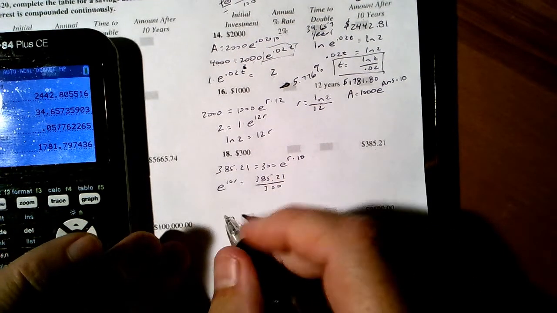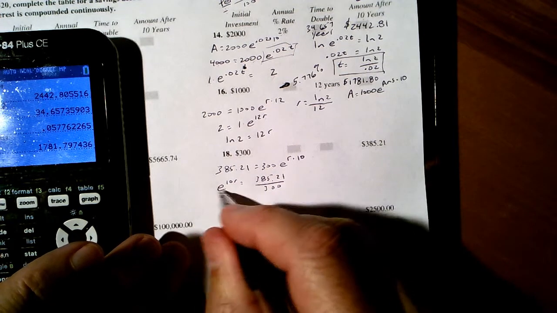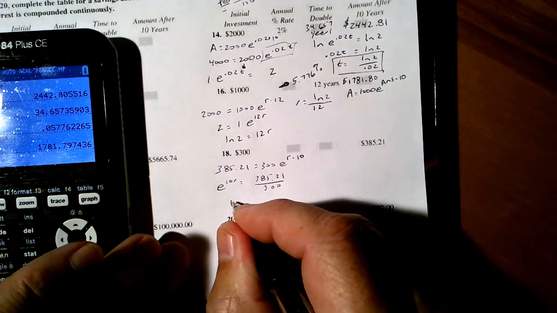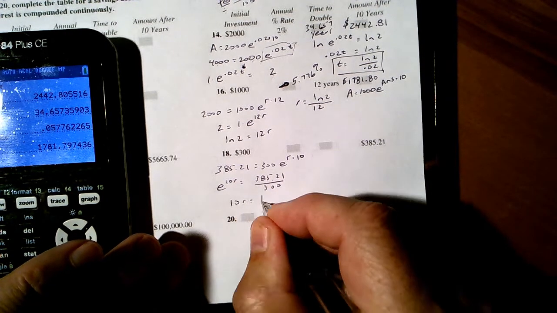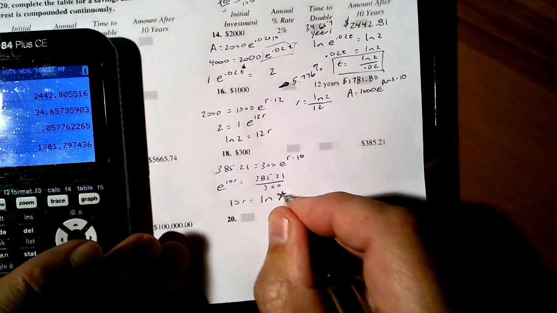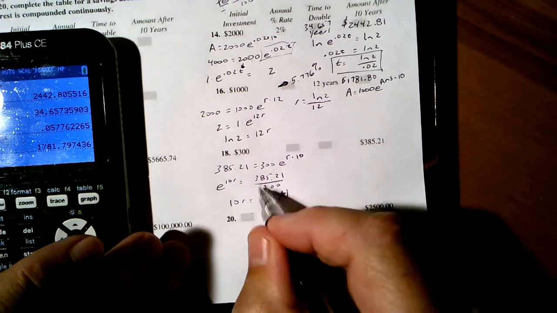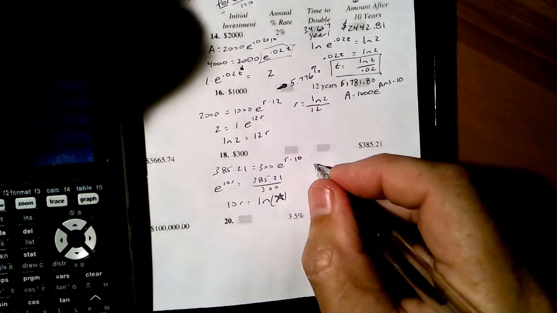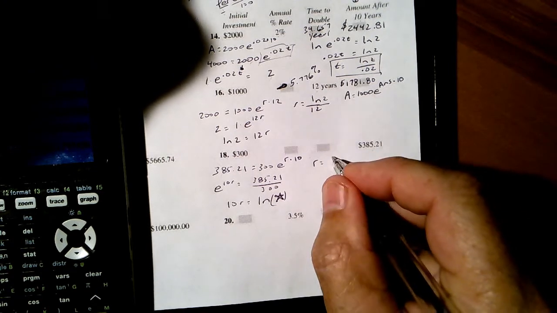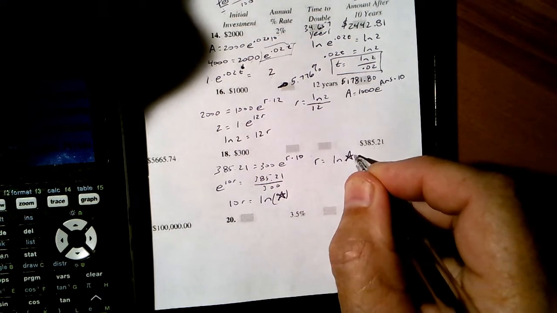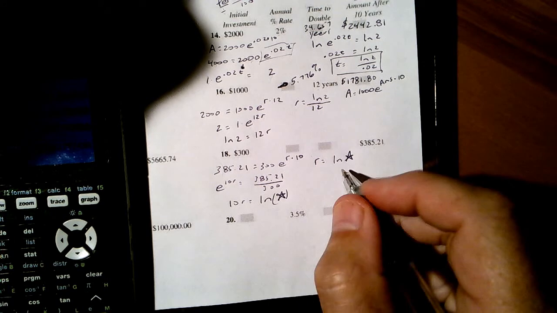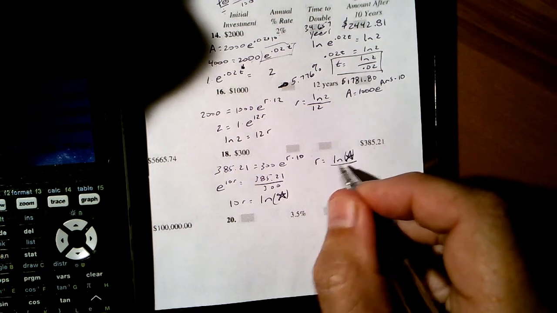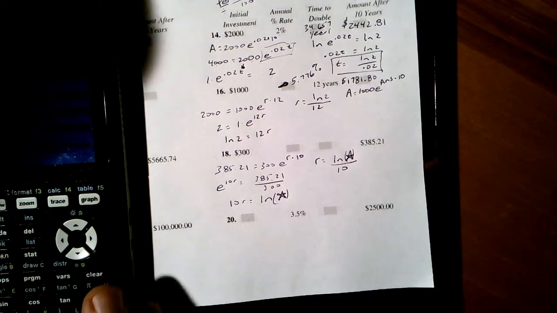If I take the natural log of both sides, ln of this becomes just 10R equals ln of star. I think I've talked about star before. I'm just using star as a placeholder for this value. So R equals ln star, not star divided by 10, but ln star, all of it, divided by 10.